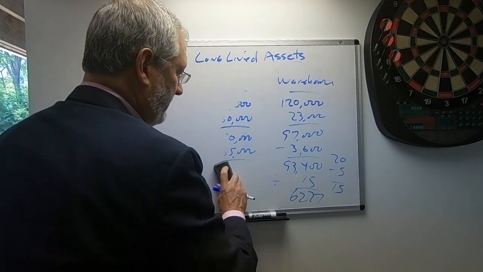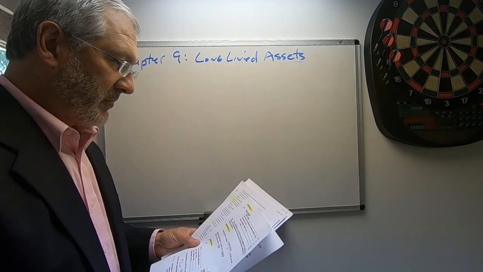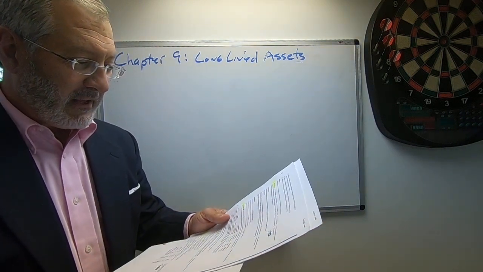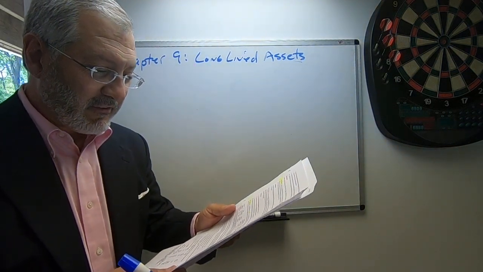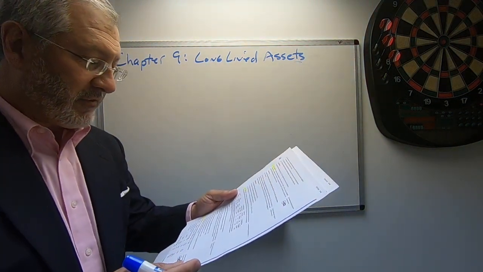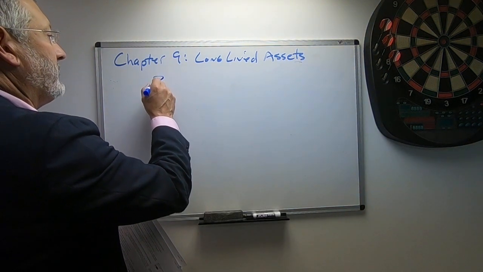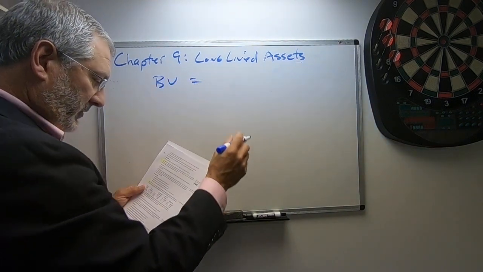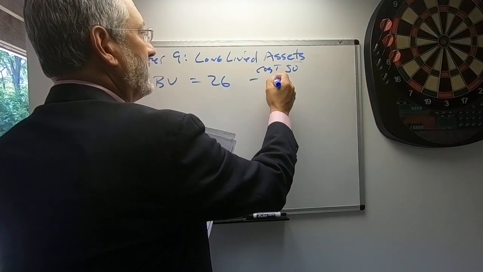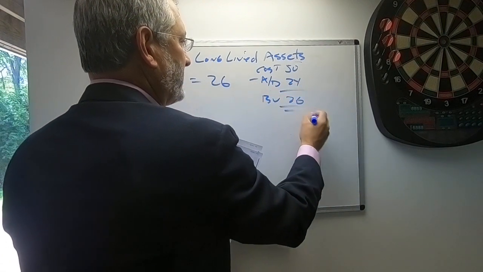Let's look at the next problem. That was number 7. Let's look at number 9. Company has delivery equipment that costs $50,000 and has been depreciated $24,000. Record entries for the disposal under the following scenarios. So we have a book value that's equal to $26,000 because the cost was 50 minus accumulated depreciation 24, book value of 26.